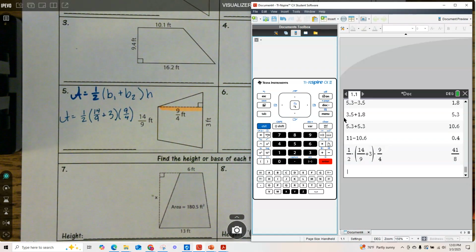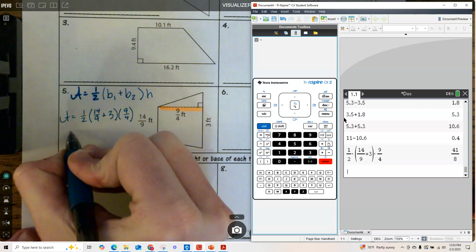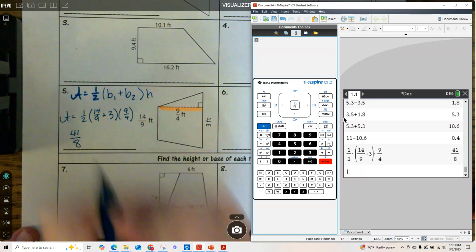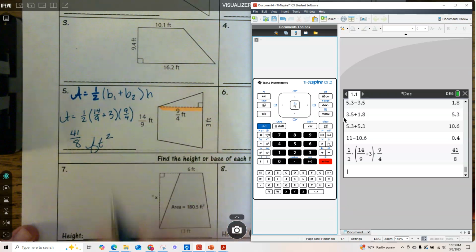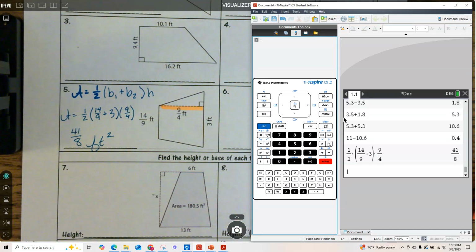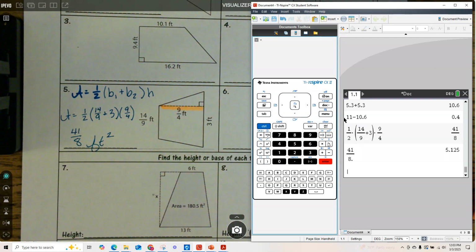And that answer's good. You can leave it as an improper fraction in here. Our area is 41/8 feet squared. So we're still doing area, still square units. And so say you're doing something in the real world. You need to actually know what that measurement is. Okay? At that point, decimals are okay.